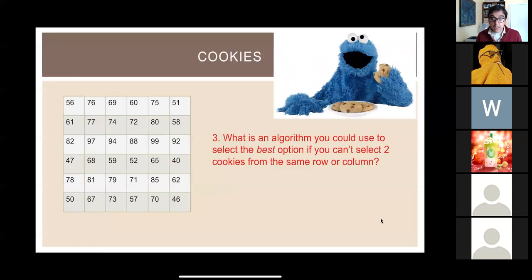Now let's look at yet another version of the problem. Suppose you're told that you cannot select any 2 cookies from the same row or column. Okay, so 1 per row and 1 per column. What do you think is the size of the solution space now?